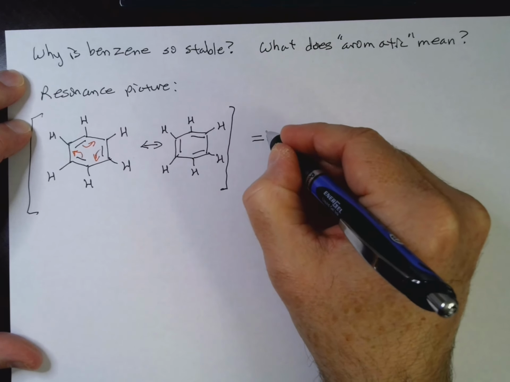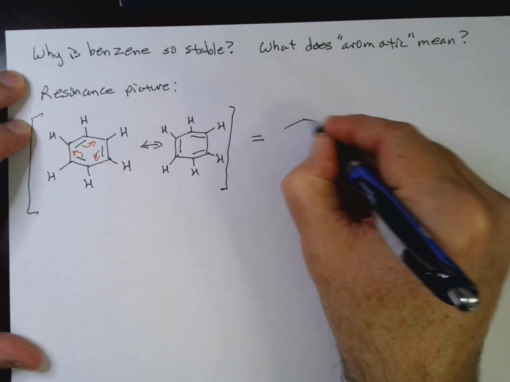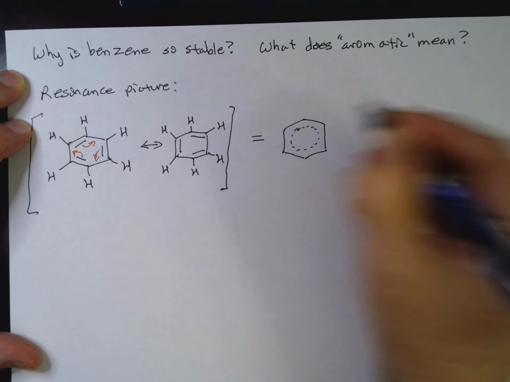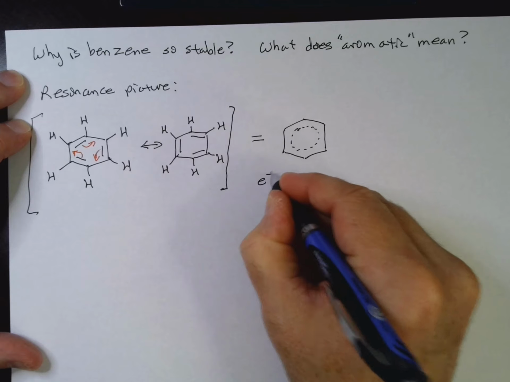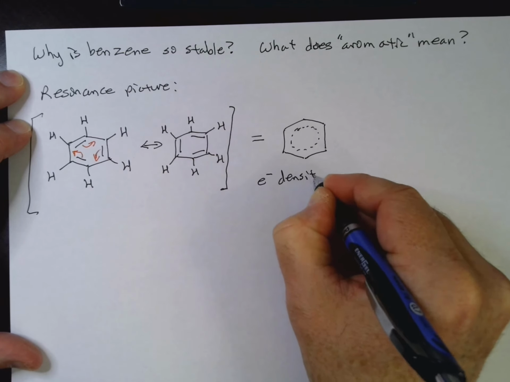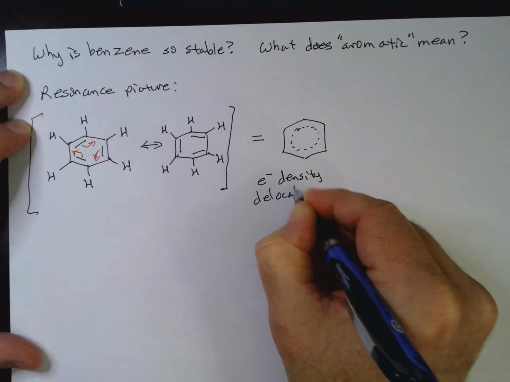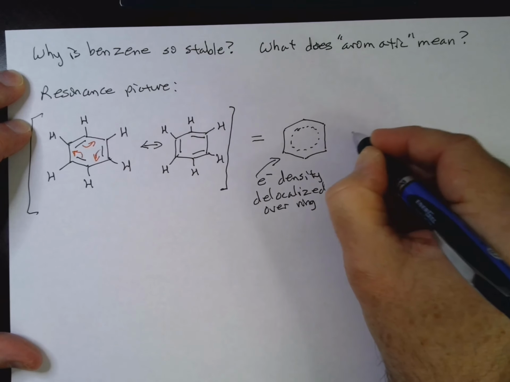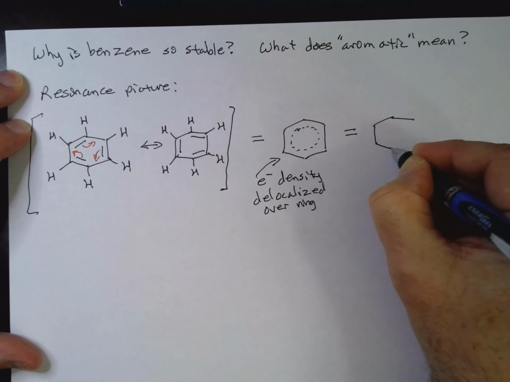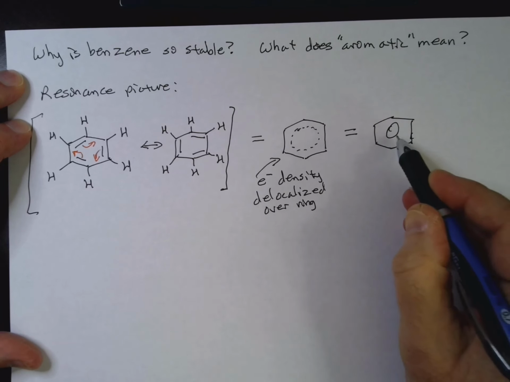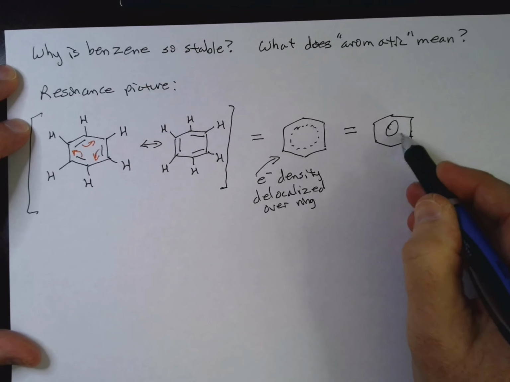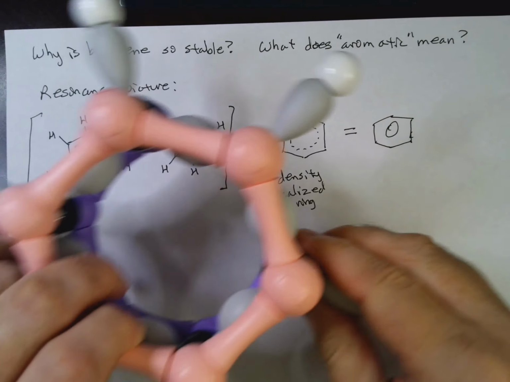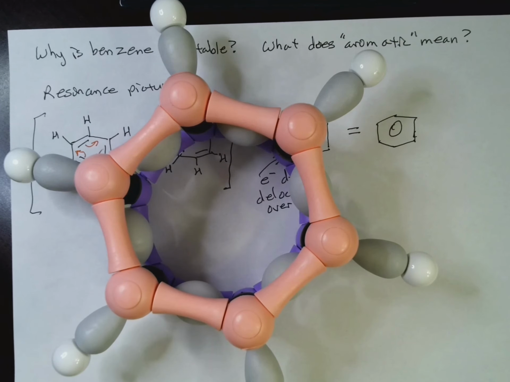And what this is actually kind of getting at is we have our electron density delocalized over the ring. And that's why often people will draw benzene like so, the hexagon with a circle in the middle. And we would then represent it with a model like this guy here. Let me zoom out.